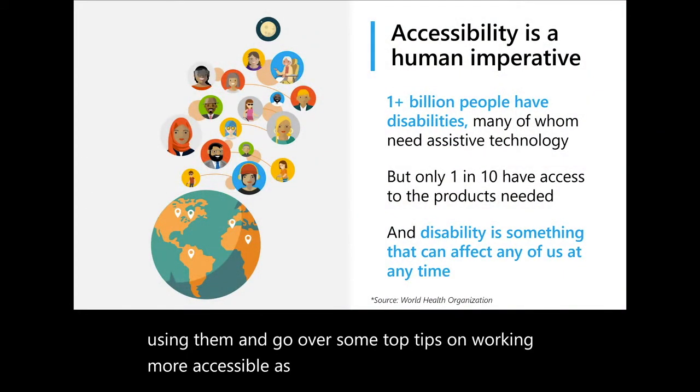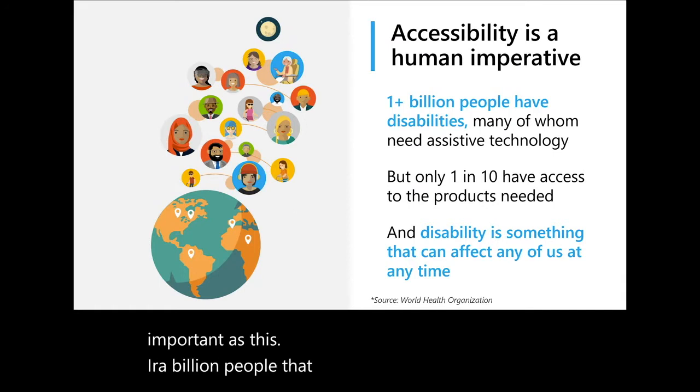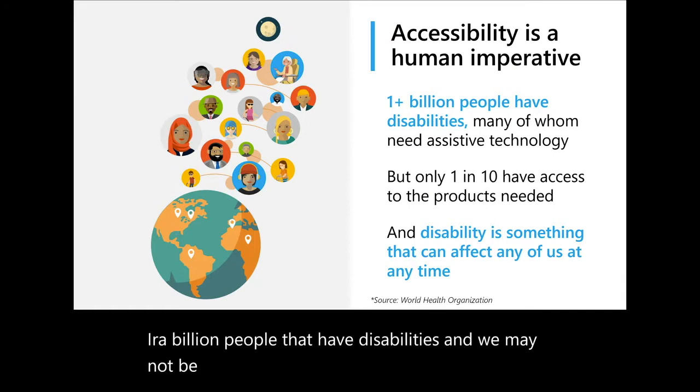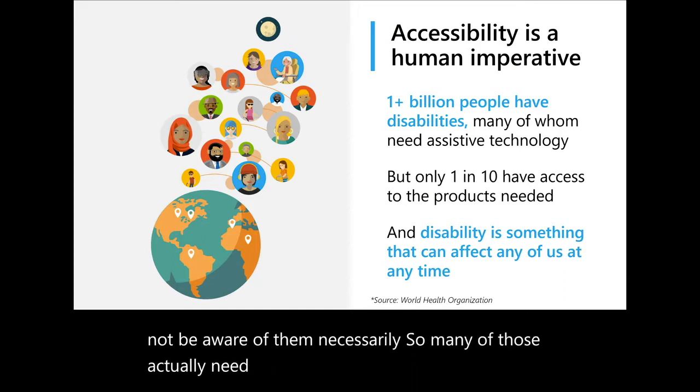So accessibility is really important as there's over 1 billion people that have disabilities and we may not be aware of them necessarily. So many of those actually need assistive technology. And it's become a real part of our product design phase to making sure that every new feature release is as accessible as it can be.